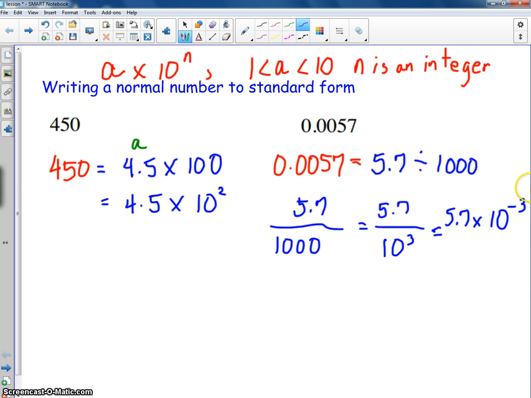So there we go. We've written it in standard form: 5.7 times 10 to the power of negative 3.